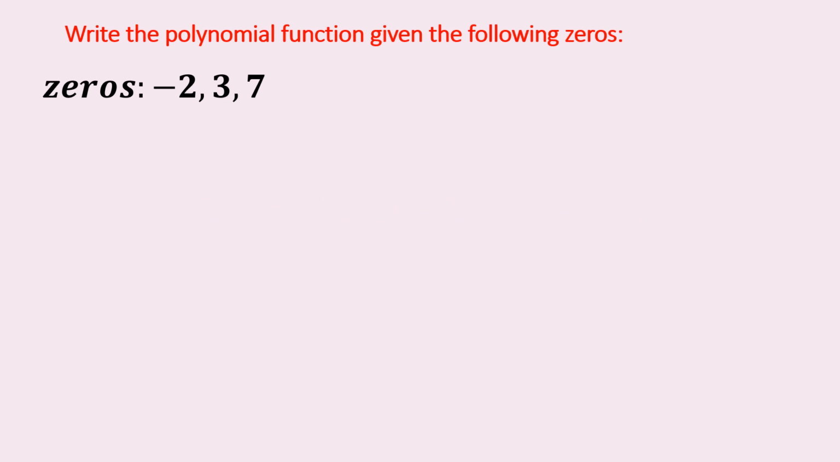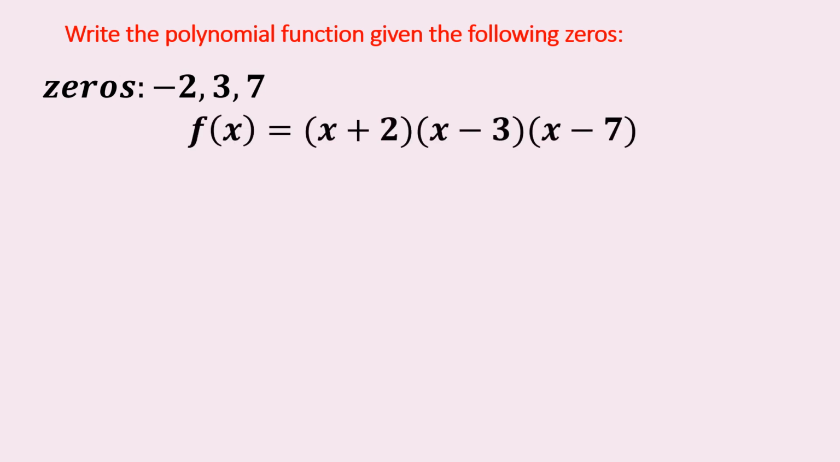Last section in chapter 5 has to do with writing functions based on their roots or their zeros. Let's say we're given these 3 zeros of a function and we're asked to write the actual equation. If we know the zeros, we know the factors. It would be x plus 2, x minus 3, x minus 7. And from here, we just want to FOIL these guys out.